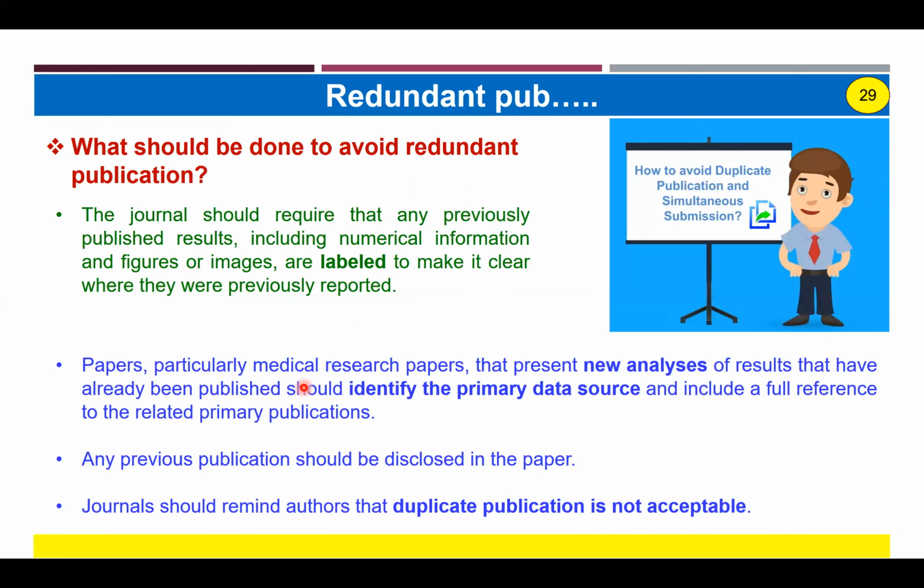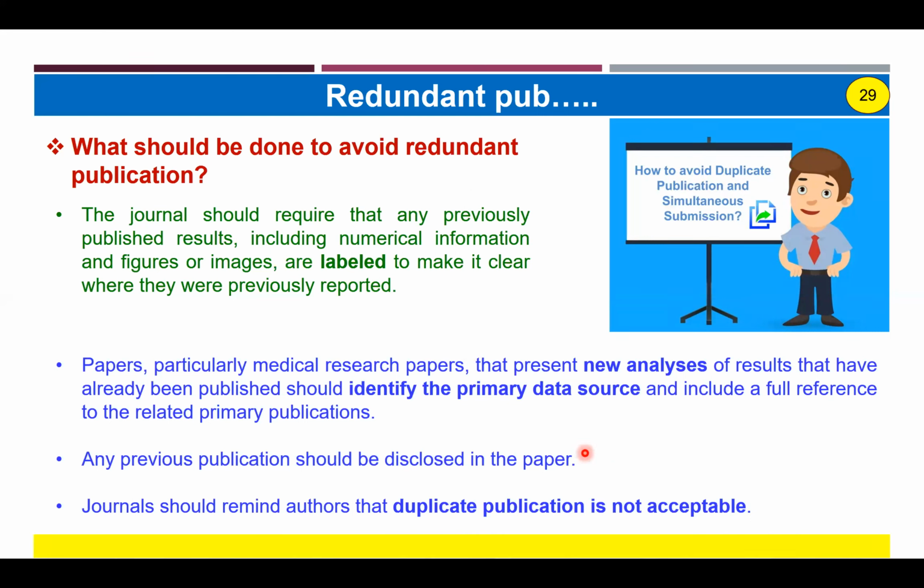Papers, particularly those by medical researchers, that present a new analysis of results that have already been published should identify the primary source. So if you want to avoid redundant publication, find the primary source from where it is taken, and based on that, put up the new findings. Then you put up the reference of the primary source, and that is another way to avoid redundant publication ethics issues, right?